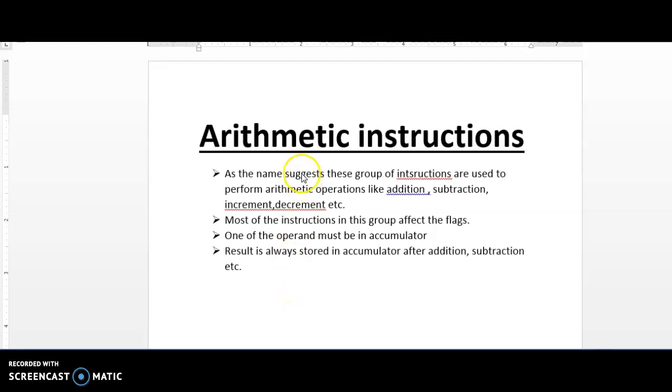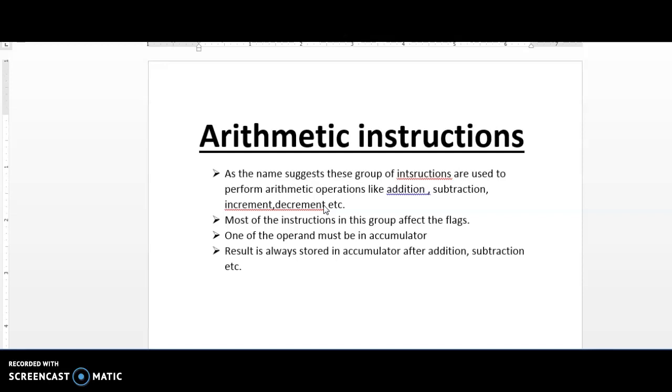Hello students, today we are going to learn about the arithmetic instructions in 8085. Now the name itself, arithmetic instructions: these groups of instructions will perform the arithmetic operations, like addition, subtraction, increment, decrement, etc. Okay, multiplication and division are not available in 8085.